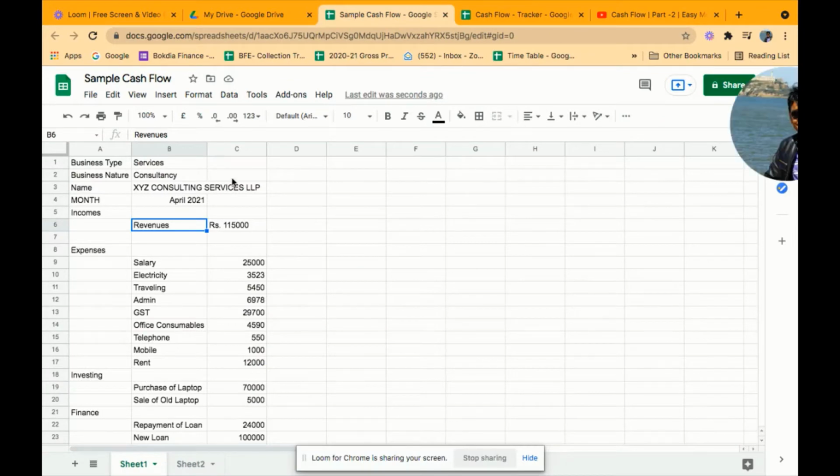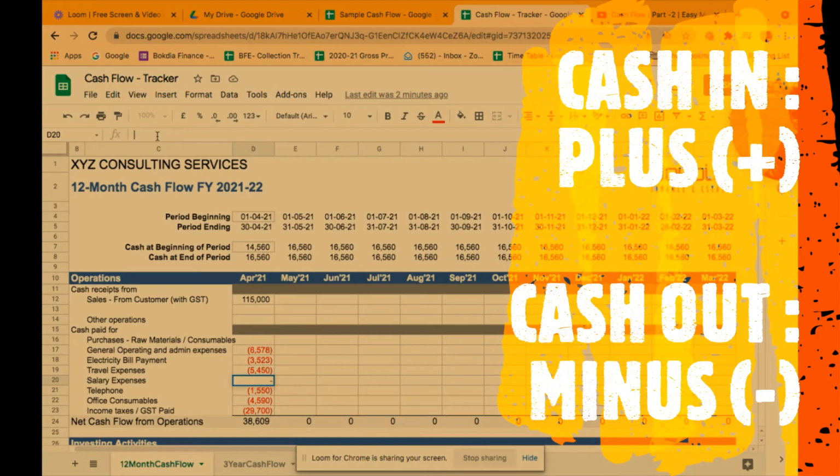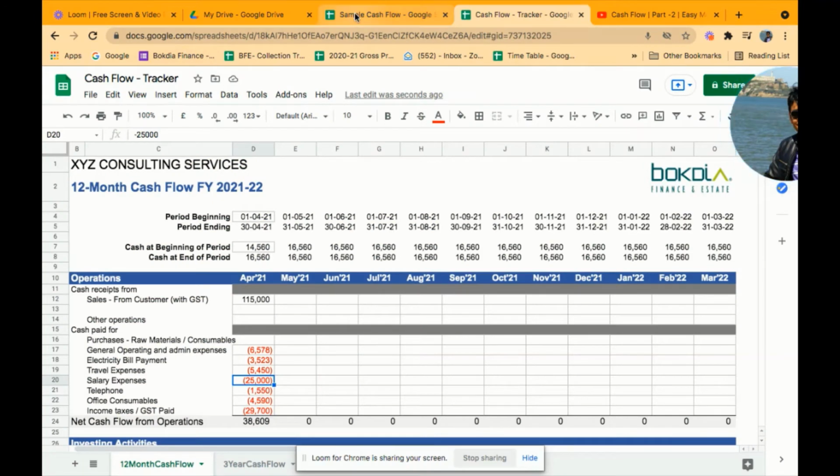Now the expenses side. The salary they pay is 25,000, so I added 25,000, and while typing 25,000, I need to add a minus sign. That's the most important thing. You should not forget to add the minus sign. If you don't have the minus sign, this number will get added. So you need to add a minus sign before the number, so that the cash is going out. This means the cash is going out, and once the cash is going out, it will turn red within brackets. So this is a pointer for you.